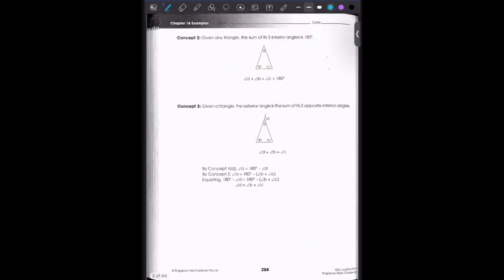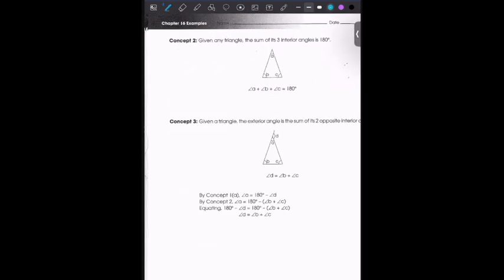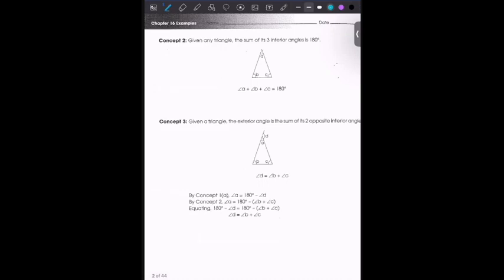And so our second concept is that given any triangle, the sum of its three interior angles is 180. So for any triangle, we have three angles. And so the three angles are going to add up to 180 for all triangles. And so for example, if we have this triangle, angle A plus angle B plus angle C is going to add up to 180 degrees.